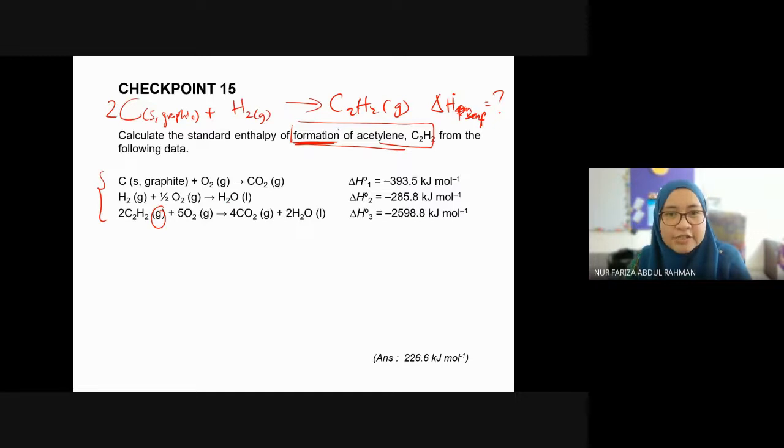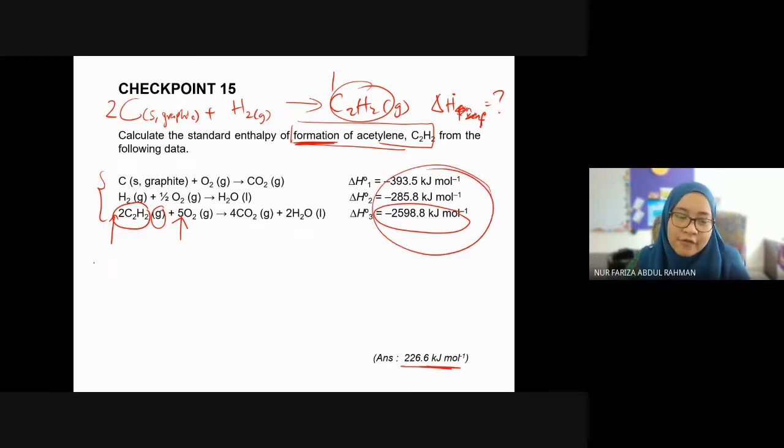So C2H2 needs to be on the right hand side, but we have C2H2 on the left hand side. And then we want 1 mole. Here we have 2 moles. We don't want 2 moles, we want 1 mole. So we have to adjust. We have to reverse and we have to divide by 2. Don't forget, if you change any of these chemical equations, you must change this one too, because this is important, your final answer. And the same goes for the rest. So this will be your answer.